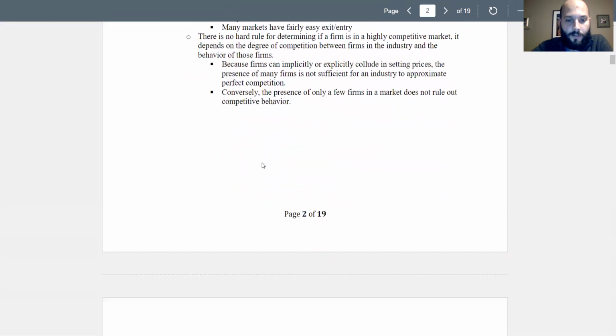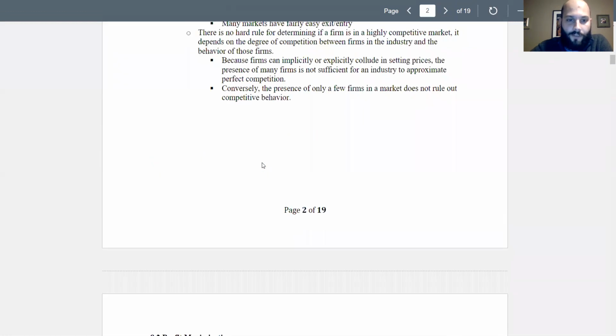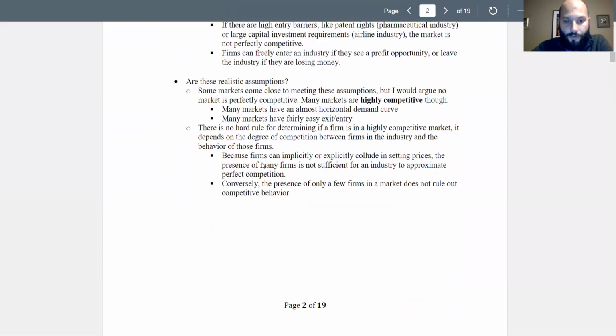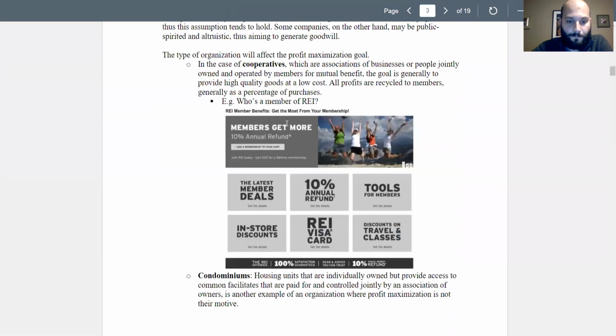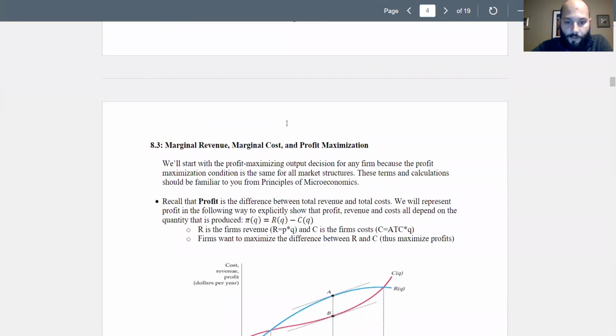Hopefully you're a little bit familiar with the perfect competition case from 202. There's not really a lot of examples in the real world of perfect competition. It's just a model that we use to start out with, and then we compare others like monopoly and oligopoly to it.